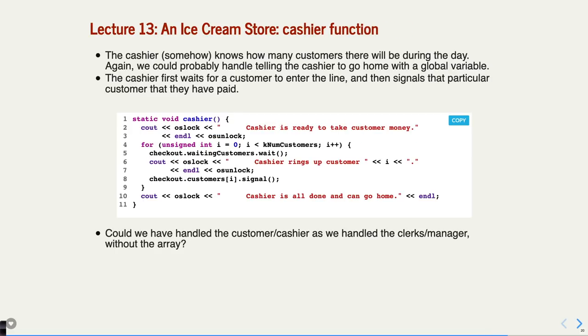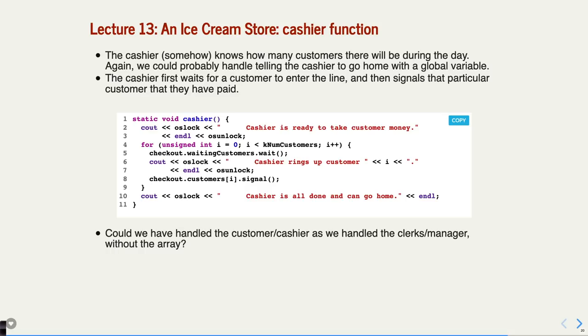Okay. All right, now we're finally to the cashier. So again, the cashier knows how many customers there will be during the day. A little weird in that sense. We could have, again, done something where we had a queue, that eventually the cashier would get a signal that says there's no more people that are going to enter the queue. And then when the queue is empty, the cashier can go home. We didn't do it quite this way. Remember, it's a final exam problem. It's not like this was an assignment problem.